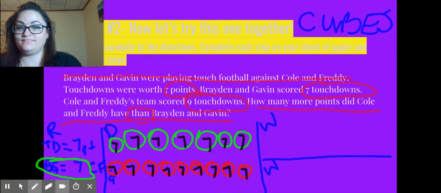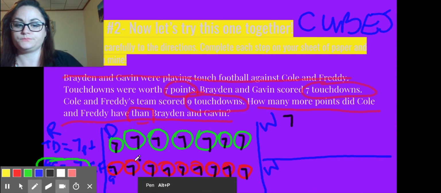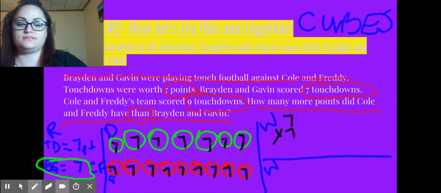Did you give it a try? Fantastic. Let's see if you had it right. So if I'm looking at my picture, I know that Braden and Gavin have 7 touchdowns. Each are worth 7 points. There's 2 ways I can solve this. The first is I can do repeated addition, and I can add 7 plus 7 plus 7 plus 7 plus 7 plus 7 plus 7. Or I can do it the 4th grade way, and I can multiply. I have 7 groups of 7, which means I'm going to multiply 7 times 7, and there's my first equation. So 7 times 7, I know, is 49.